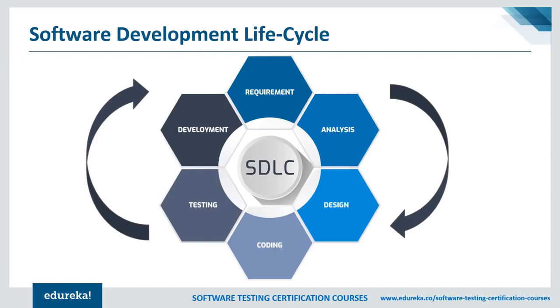Now, moving to design phase, it has two steps. One, high level design, and the other one, low level design. So in high level design, it gives the architecture of the software product to be developed and is done by the architects and senior developers. In low level design, it is done by senior developers.